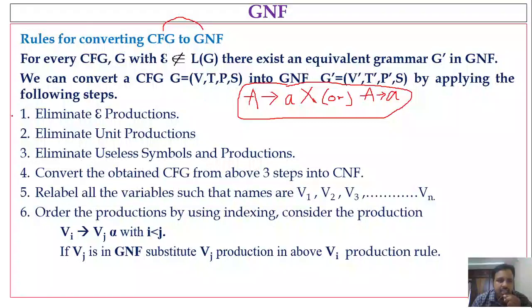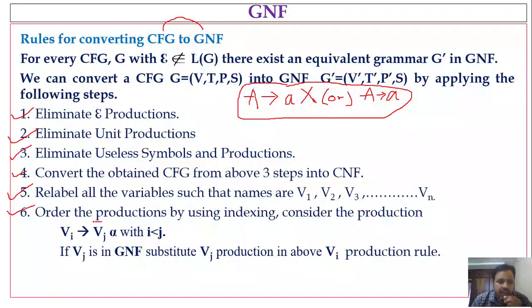These are the steps that we have seen in the previous session. First step is elimination of epsilon productions, elimination of unit productions, elimination of useless symbols and productions, and then converting the obtained CFG into CNF, and then relabeling the variables as V1, V2, V3, and so on, Vn, and then ordering the productions based on their index values. That means order the productions according to the sequence number of the variables.